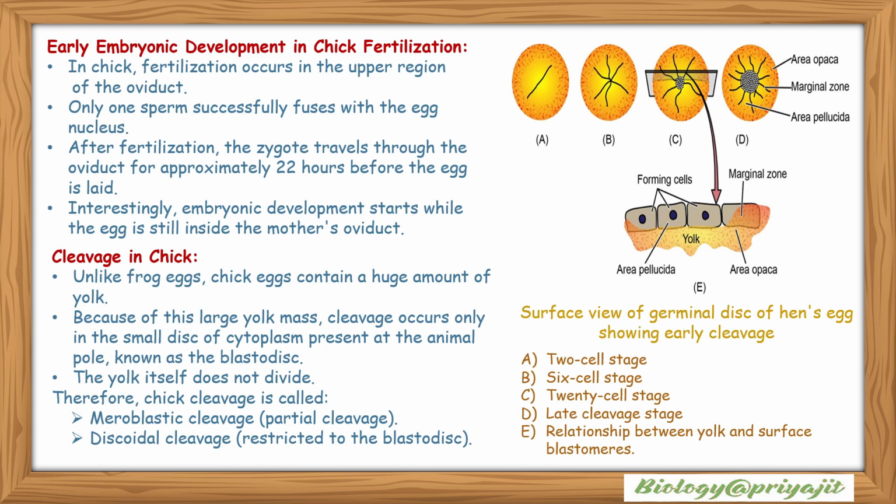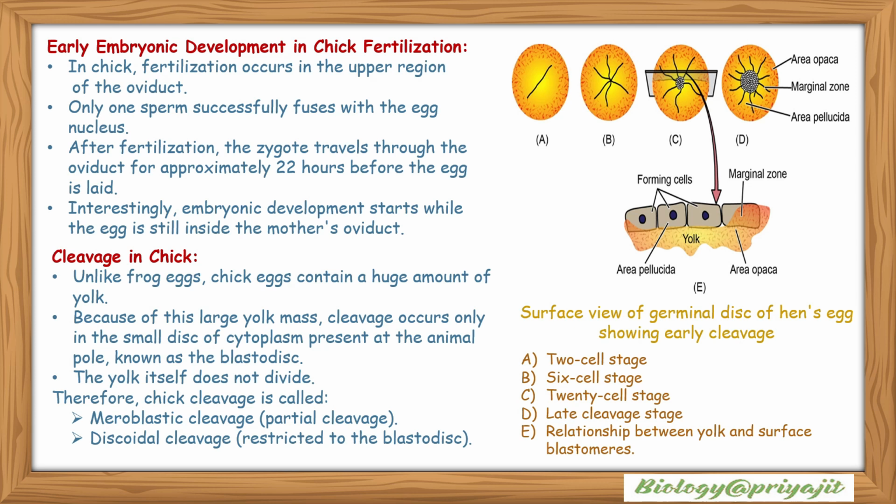Cleavage in chick. Unlike frog eggs, chick eggs contain a huge amount of yolk. Because of this large yolk mass, cleavage occurs only in the small disc of cytoplasm present at the animal pole, known as the blastodisc. The yolk itself does not divide, therefore chick cleavage is called meroblastic cleavage, which is shown by the image, that is partial cleavage, and discoidal cleavage, that is restricted to the blastodisc region.